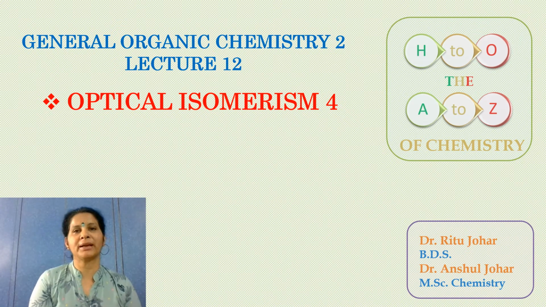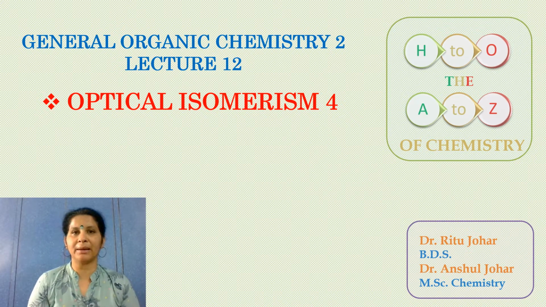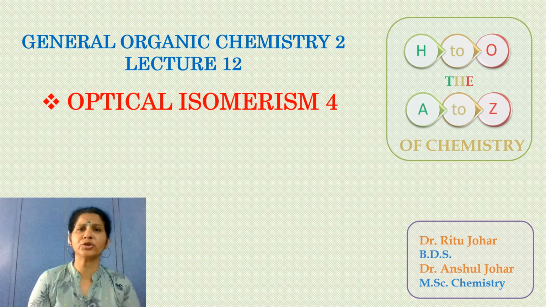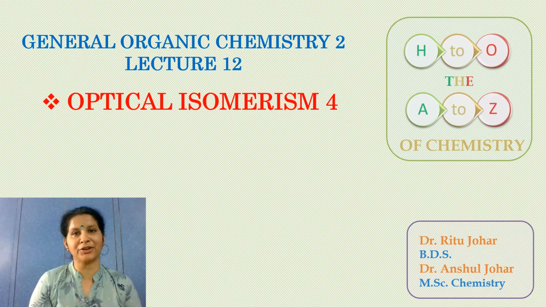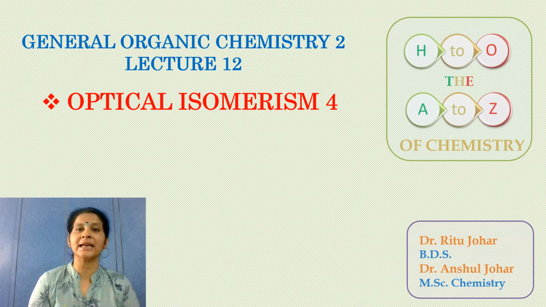So far in optical isomerism, what we have learned is what optical isomerism is, what chiral molecules are, and how chiral molecules are related to one another. The chiral molecule and its mirror image compound are non-superimposable on each other, and both of them are called enantiomers, and because enantiomers differ in their behavior towards plane polarized light, they are called optical isomers.